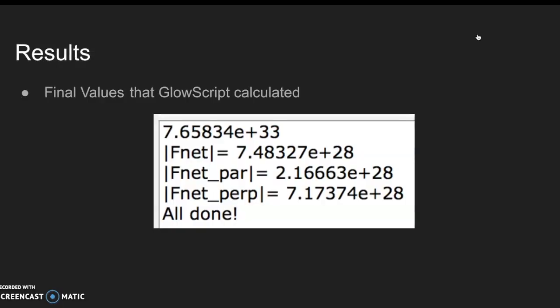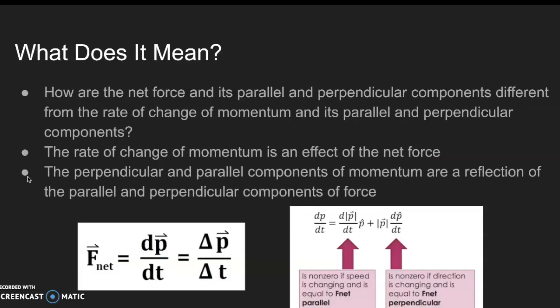The results that the GlowScript calculated was that the F net is about 7.5 times 10 to the 28th, and then this is split into the parallel and perpendicular components as shown. The top value is the approximate mass of the black hole. What does this mean? How are the net force and its parallel and perpendicular components different from the rate of change of momentum and its parallel and perpendicular components?